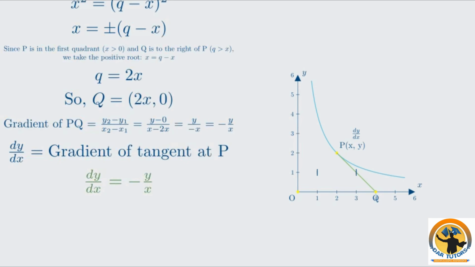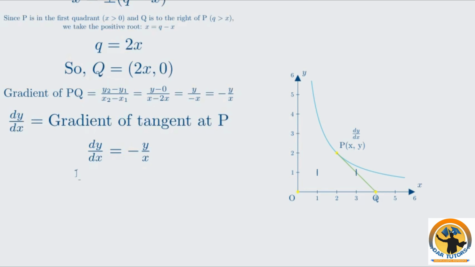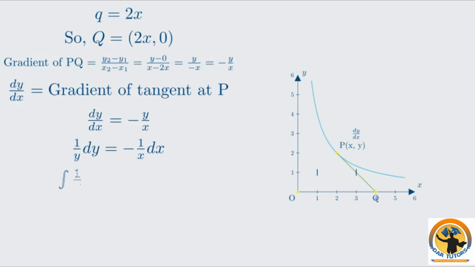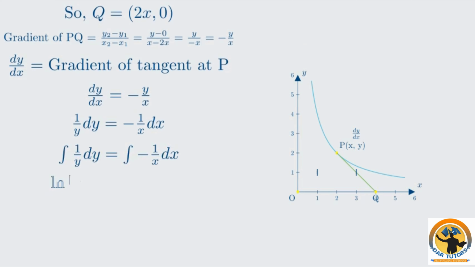This is a separable differential equation. We can solve it by separating the variables and integrating. Let's rearrange the equation to get all the y terms on one side and all the x terms on the other. We get 1 over y times dy equals negative 1 over x times dx. Now, we integrate both sides. The integral of 1 over y with respect to y is the natural logarithm of the absolute value of y. The integral of negative 1 over x with respect to x is negative the natural logarithm of the absolute value of x. Don't forget the constant of integration, c.